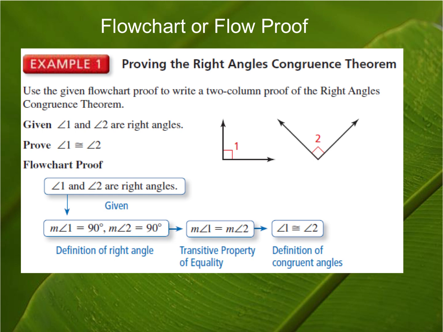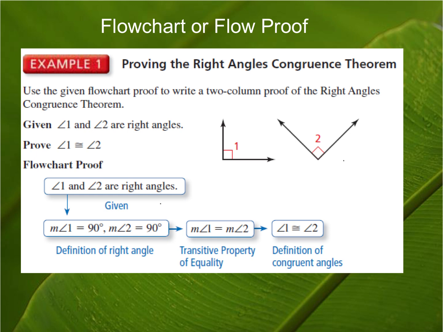So it says, prove the right angles congruency theorem. This is what we're trying to prove. Given angle 1 and angle 2 are right angles, they want us to prove that angle 1 is congruent to angle 2. So follow along. I'm just going to give this to you as an example using the flowchart proof. It says angle 1 and angle 2 are right angles. That's given.